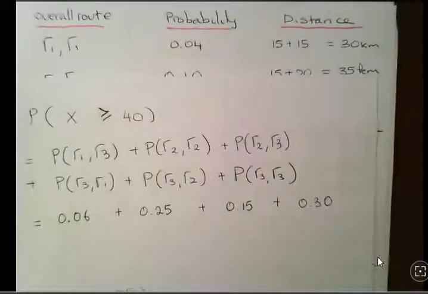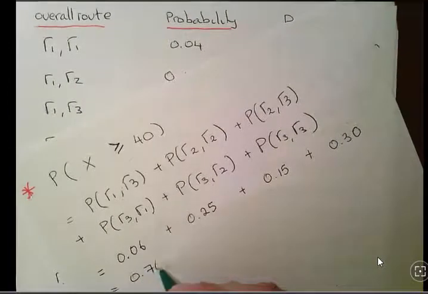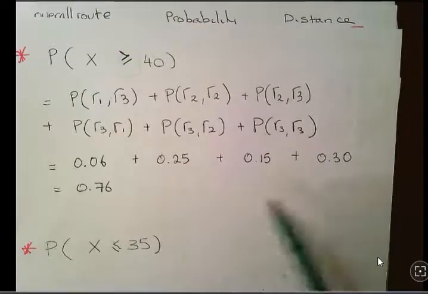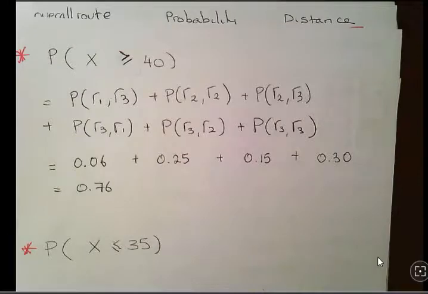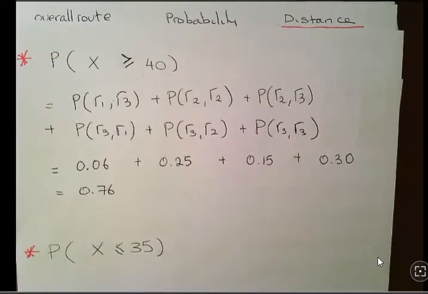Okay, so it turns out that there is a 76% probability, if you just add them all up together, so 30 plus 50, so that's 70 plus 6, yeah, 76%, okay, probability that the cyclist will travel 40 kilometers or more.